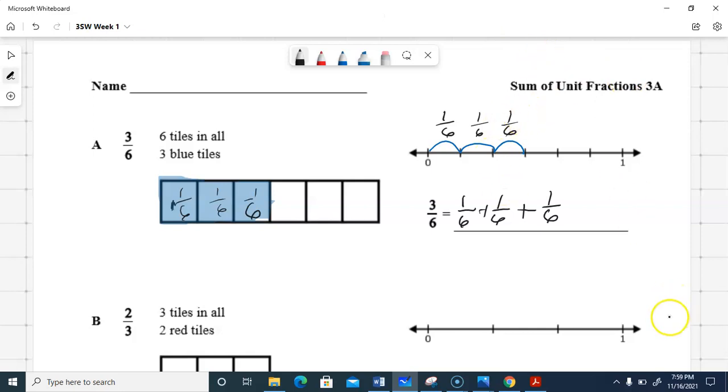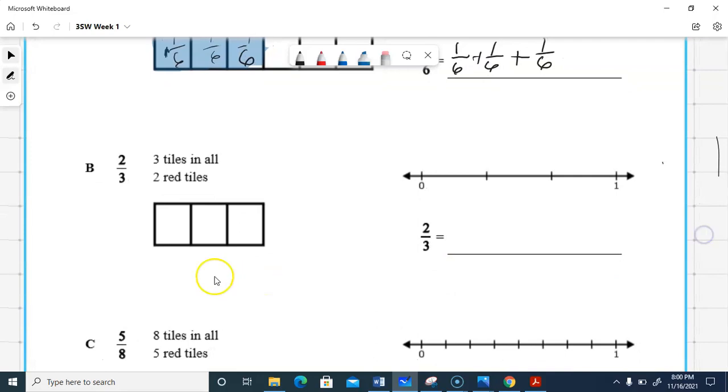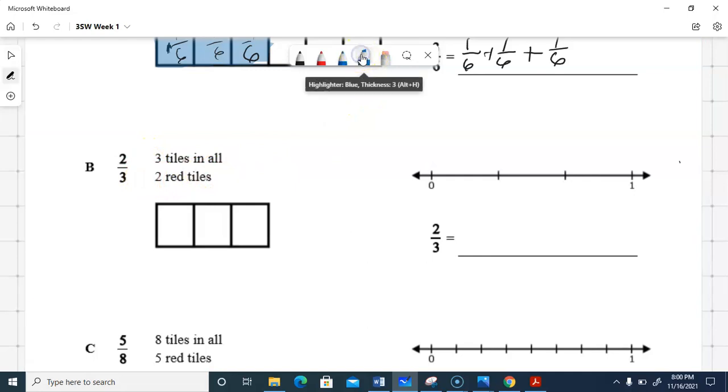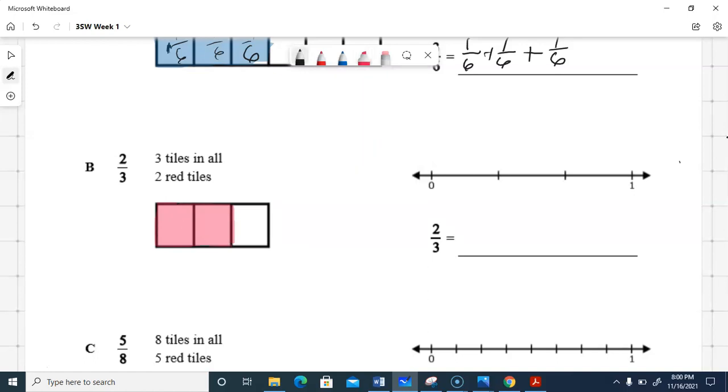Going to look down at the next one. Okay, the next one shows B, 2/3. And there's three tiles in all, so my denominator is three, and two of them are red. So I'm going to color those two red. And I'll color two of them red. Each one of the tiles represents 1/3 of the set.